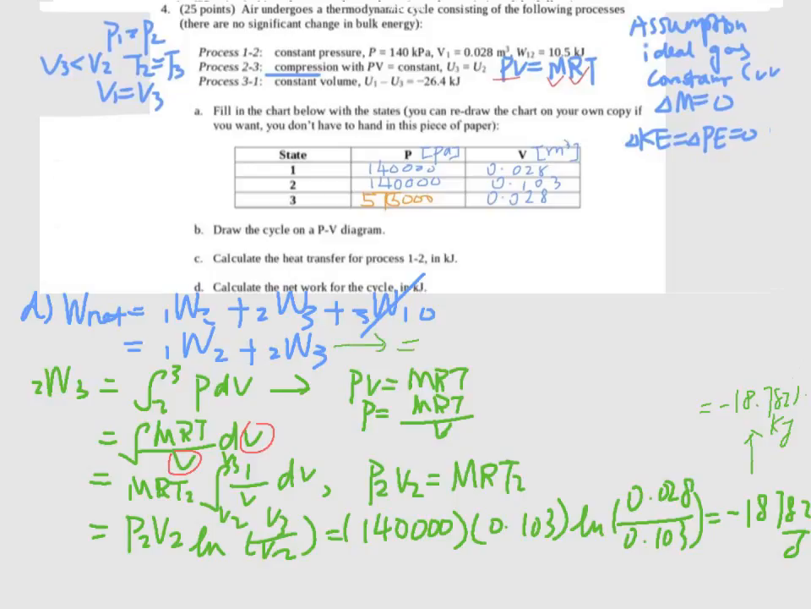Okay, so the work from 1 to 2 is 10.5 kilojoules, and the work from 2 to 3 is negative 18.782, and that gives us negative 8.282 kilojoules. And this is our final answer, so I'm going to box this.